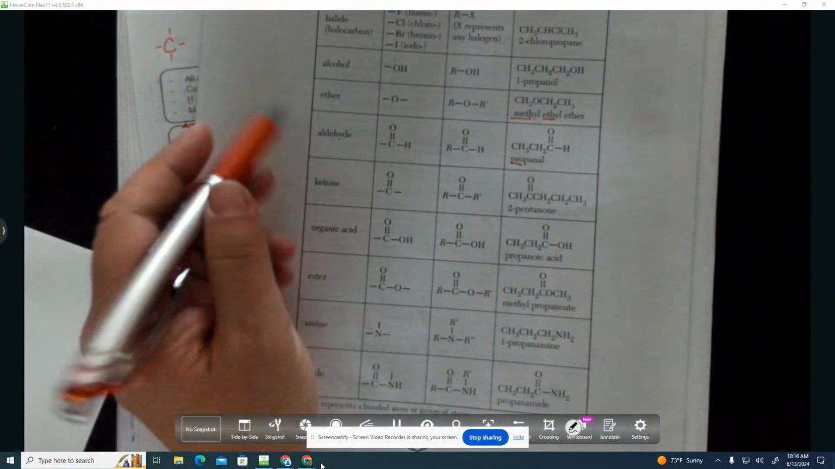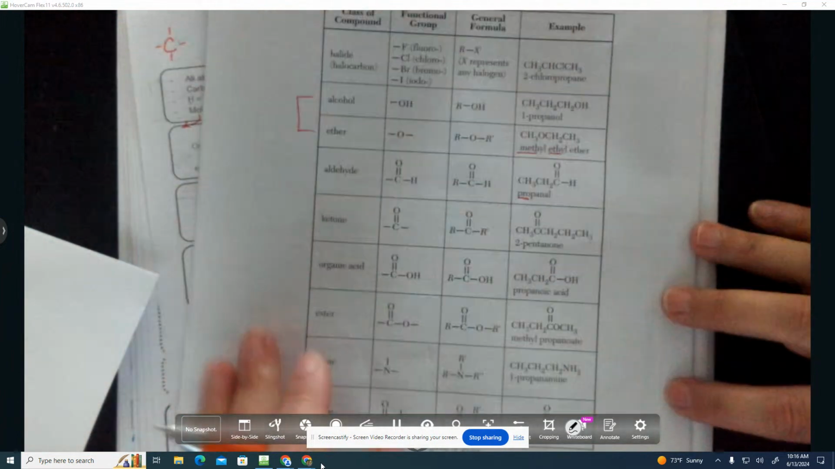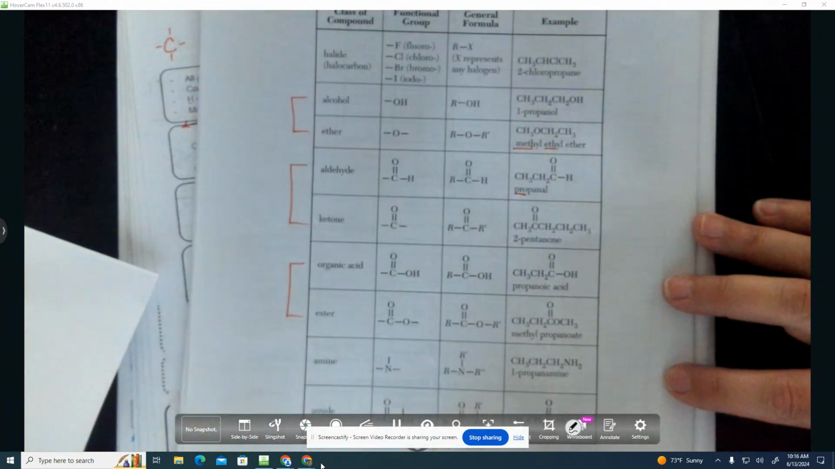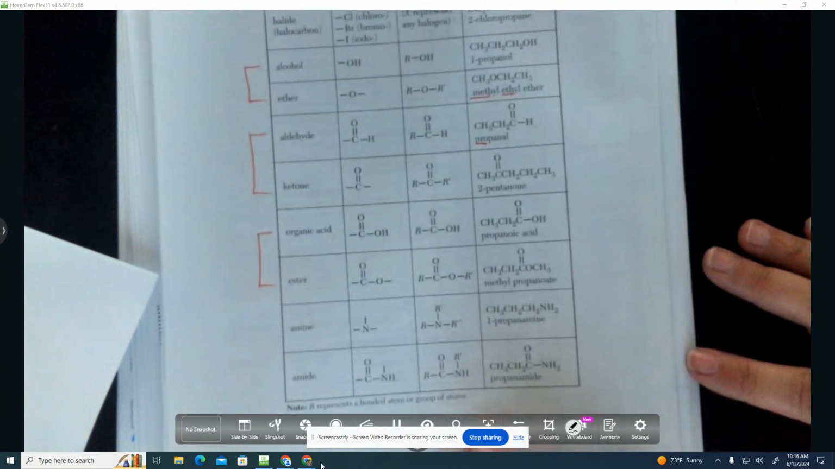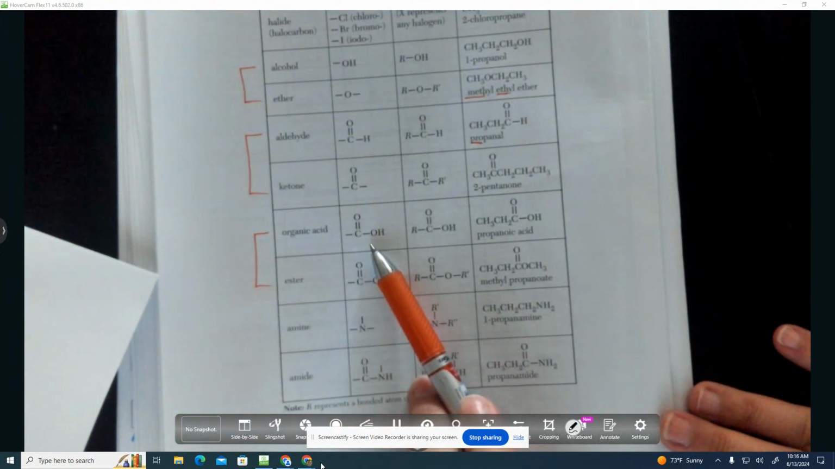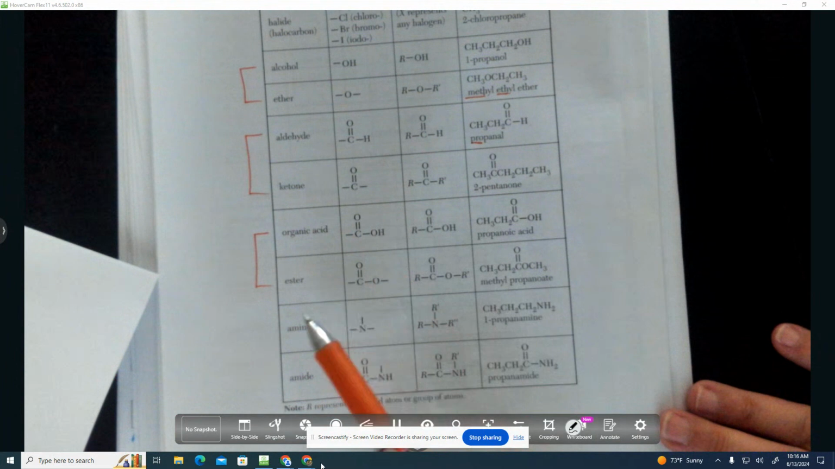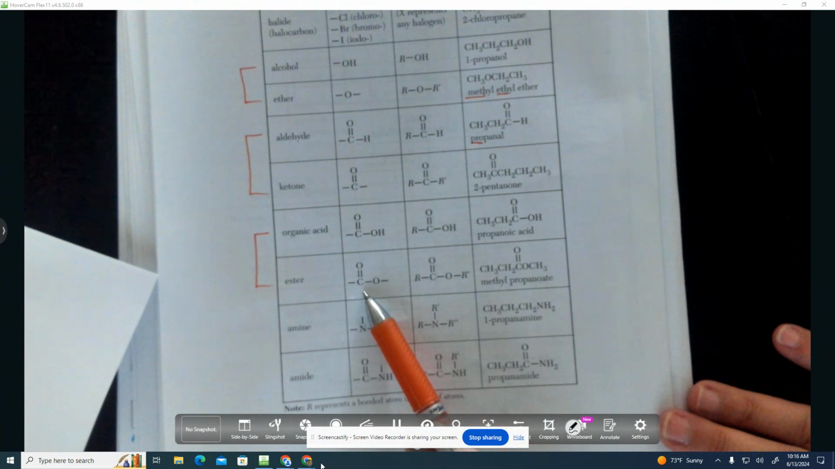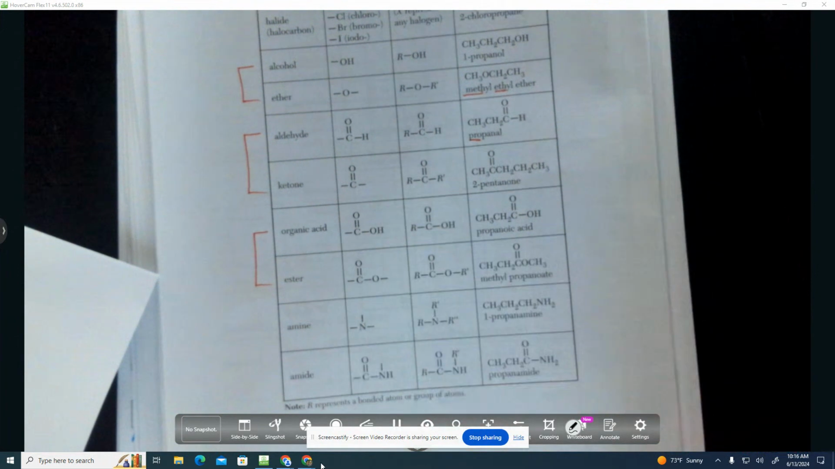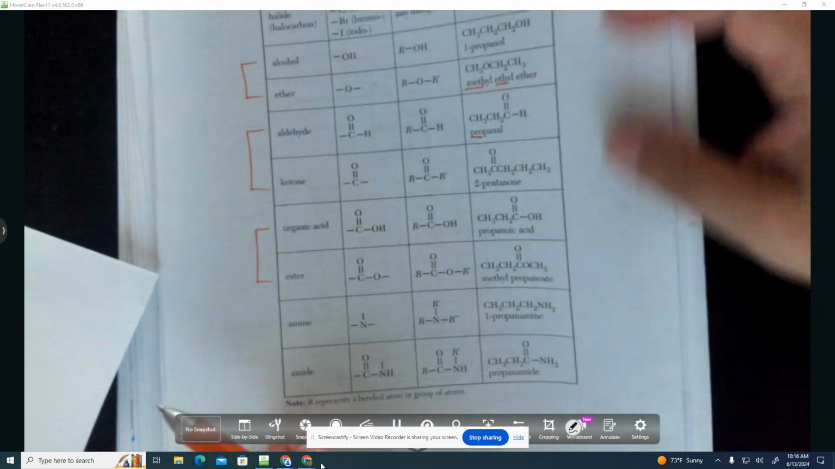All right, so aldehydes and ketones are isomers. Acids and esters are isomers. Okay? If it's an acid, your functional group is at the very end. If it's an ester, your functional group is going to be in the middle of the carbon chain. That's why there's 2 blank spots here, R and R. The carbons can go off on either side.